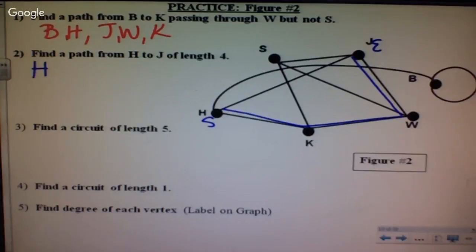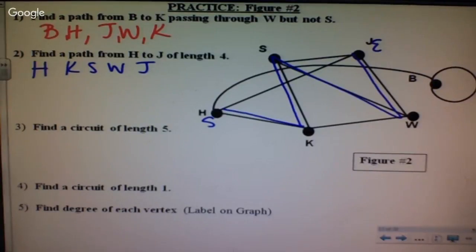What's wrong? You need a length of 4. That's only a length of 3. 1, 2, 3. I need a length of 4. So H, K, S, W, J. It's 4 when I write it down on my paper. Please be careful. When they get specific, you must give me one with a length of 4.